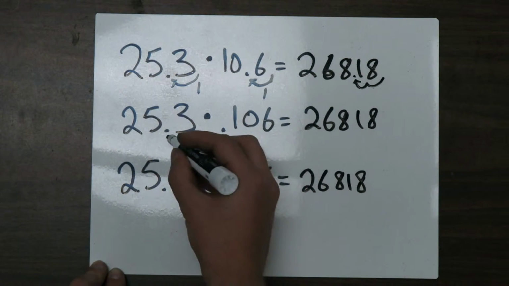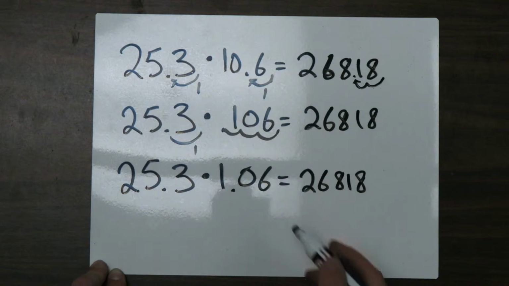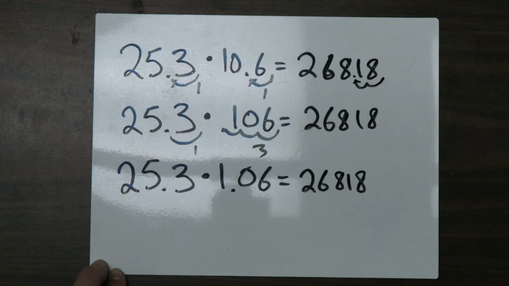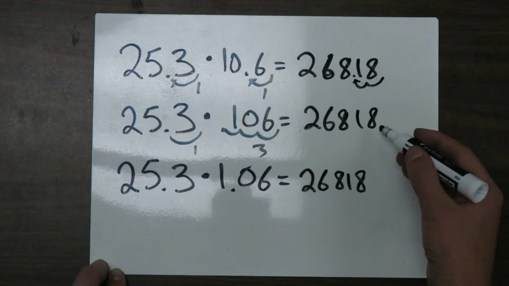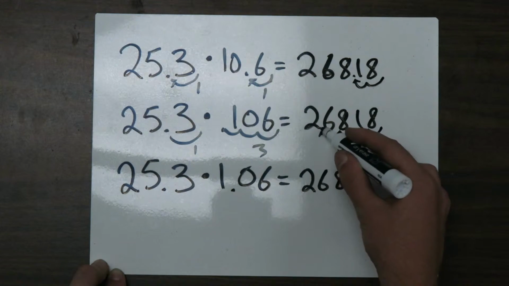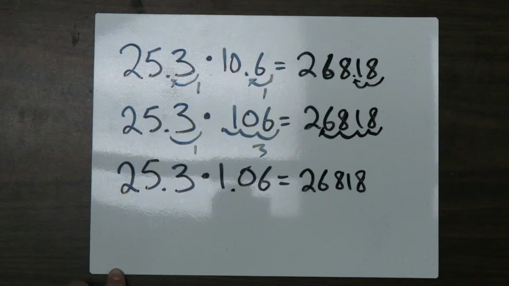Now I'm going to do it for this one and see how it differs. So again, this one's one space in. Now this one is 3 spaces in for a total of 4 spaces. So if I start in the right, I need to move my decimal point 1, 2, 3, 4 spaces in, and I end up with the answer 2.6818.